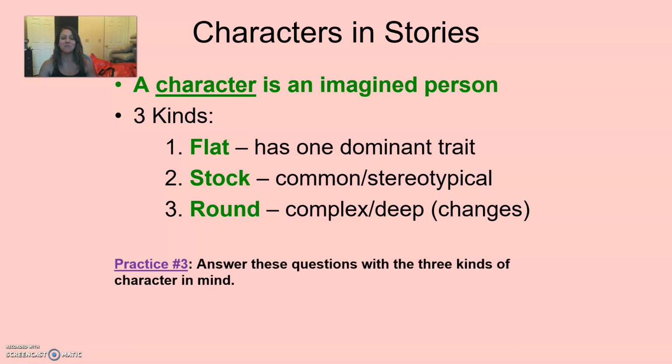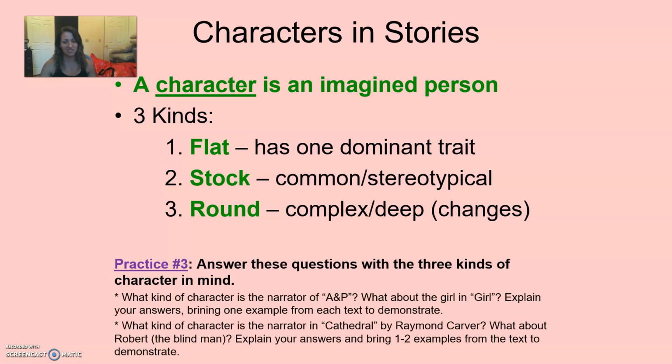So our next practice, answer these questions. I would like you to analyze the character of the narrator in A&P. Notice how he doesn't have a name. And what about the girl that is being described in the story, girl? So I put over here, explain your answers, bringing one example from each text to demonstrate. How would you categorize them as flat, stock, round, what is it, and why? And then give an example.